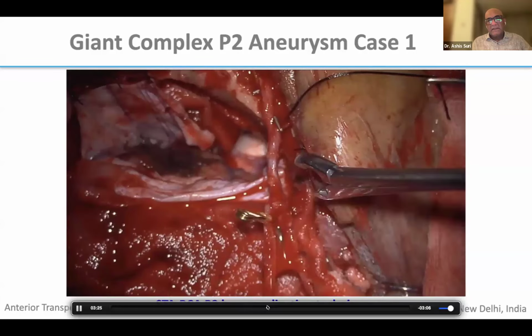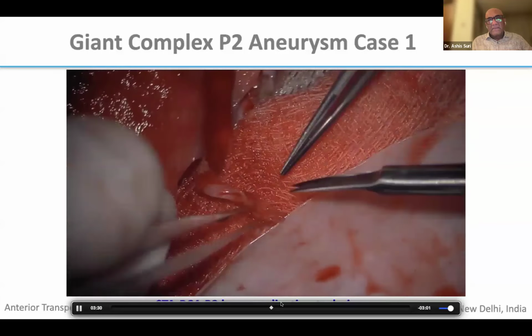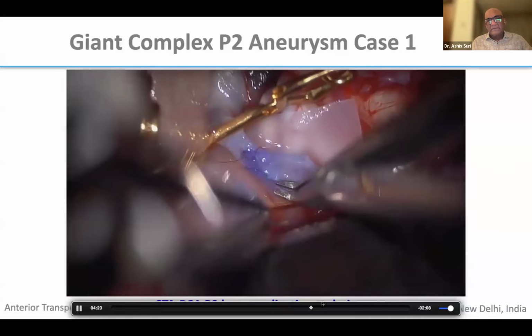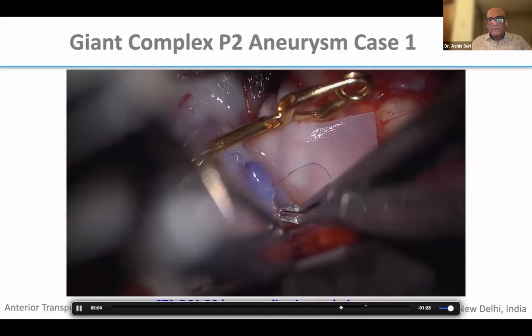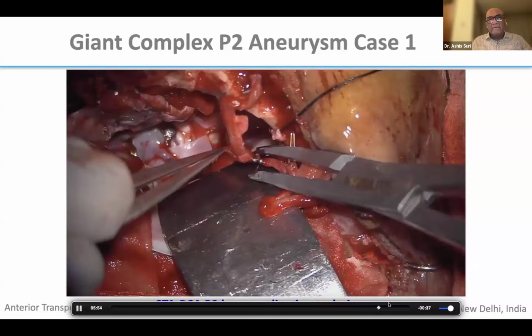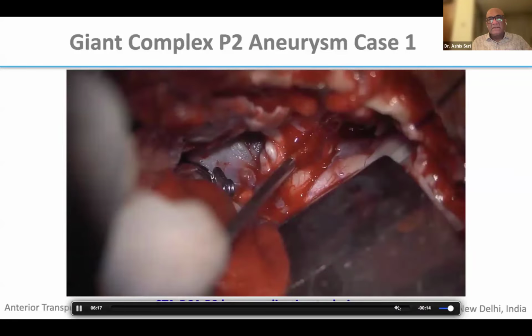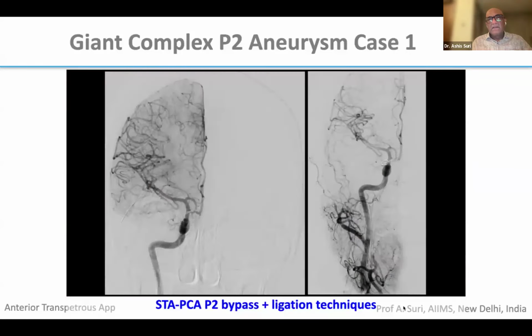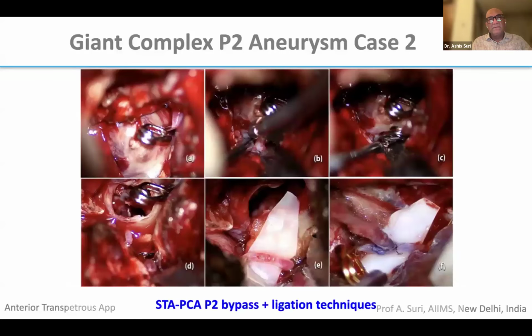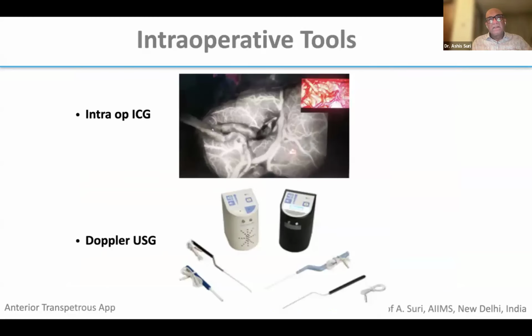There we can do an end-to-side bypass over this. And then trap the aneurysm after doing ICG and Doppler. Then we did another case like that, but there we opened the aneurysm and then decompressed.